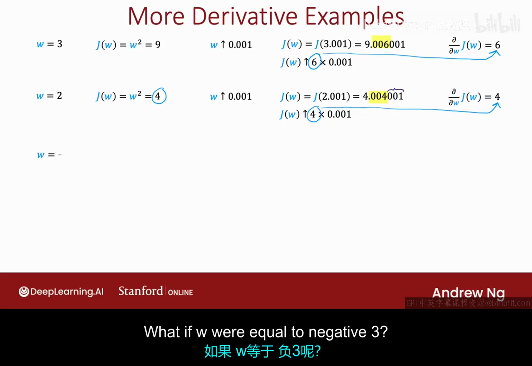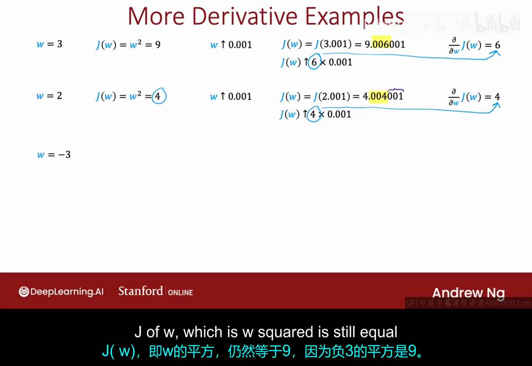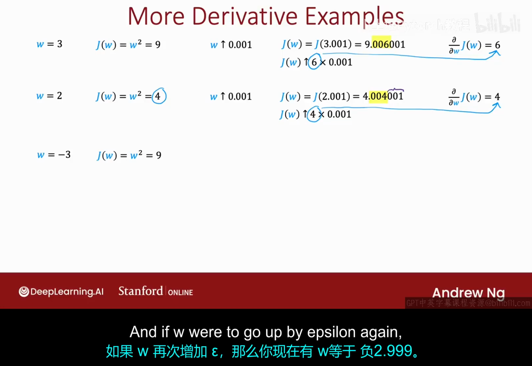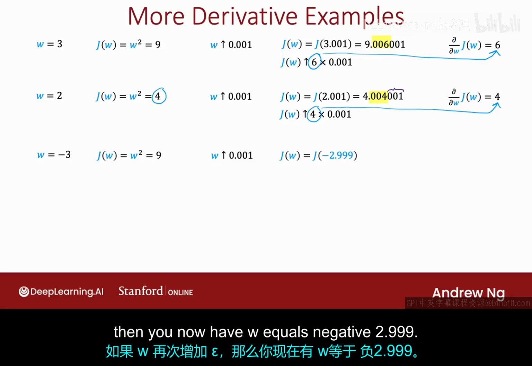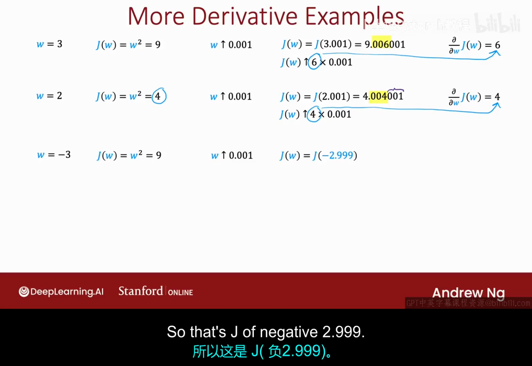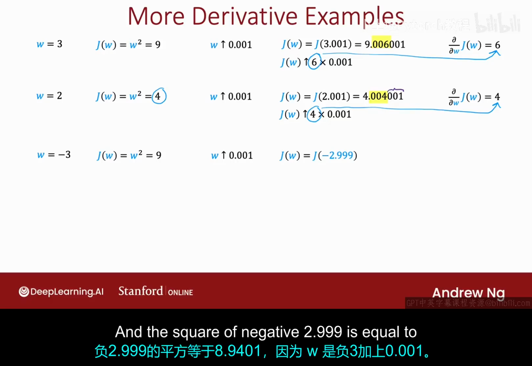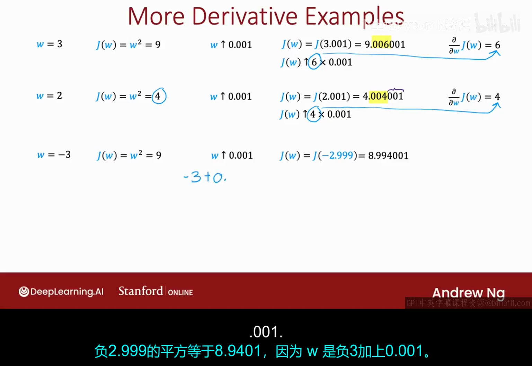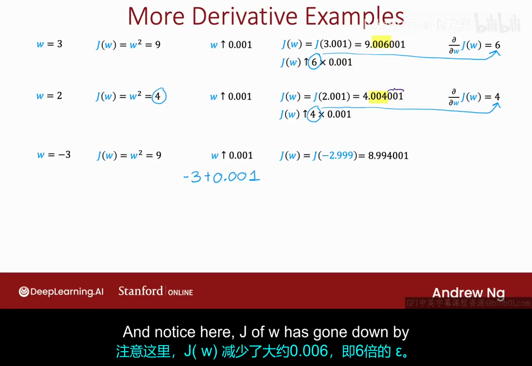What if w were equal to negative 3? J of w, which is w squared, is still equal to 9 because negative 3 squared is 9. And if w were to go up by epsilon again, then you now have w equals negative 2.999. So that's J of negative 2.999. And the square of negative 2.999 is equal to this, 8.994001, because w is negative 3 plus 0.001. And notice here, J of w has gone down by about 0.006, which is 6 times epsilon.